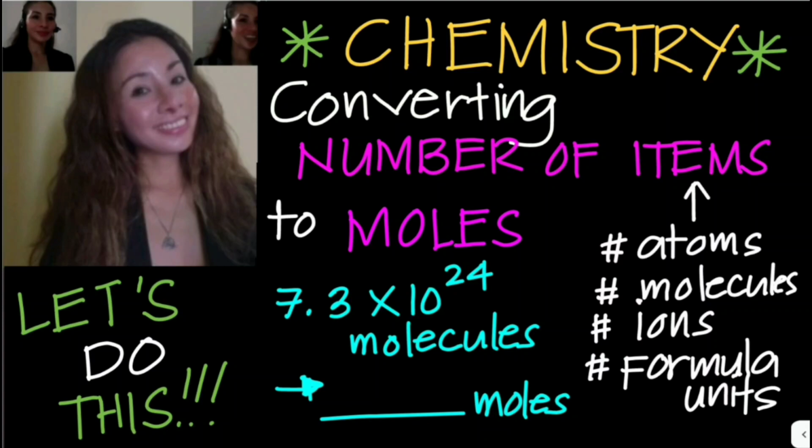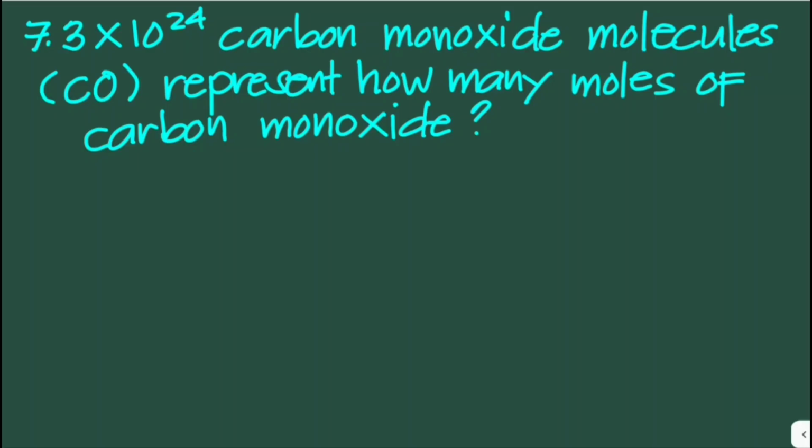All we have to do is use the conversion factor per mole of the number of item, which is the Avogadro's number, which is equivalent to 6.02 times 10 to the 23rd. All right, let's try solving some sample problems here.